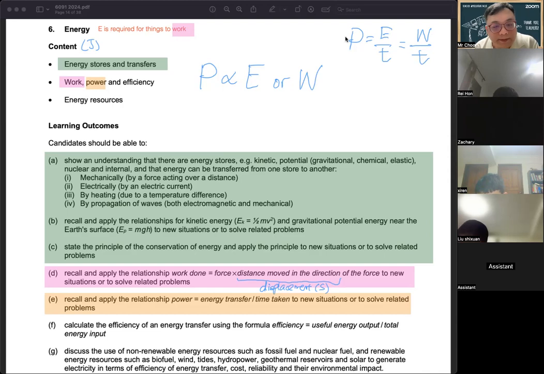Clear about that? Okay, now let me ask you another question. All of you do the same amount of work, 100 joules of work. But A did it in 1 second and B did it in 2 seconds. So who is more powerful? A did it in 1 second or B did it in 2 seconds? Who is more powerful?